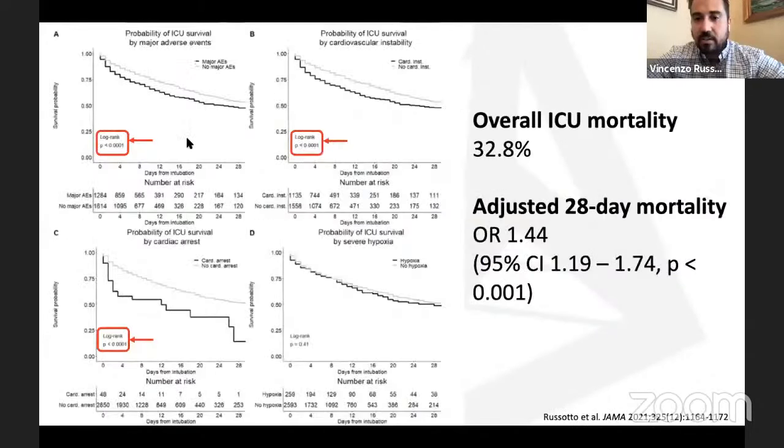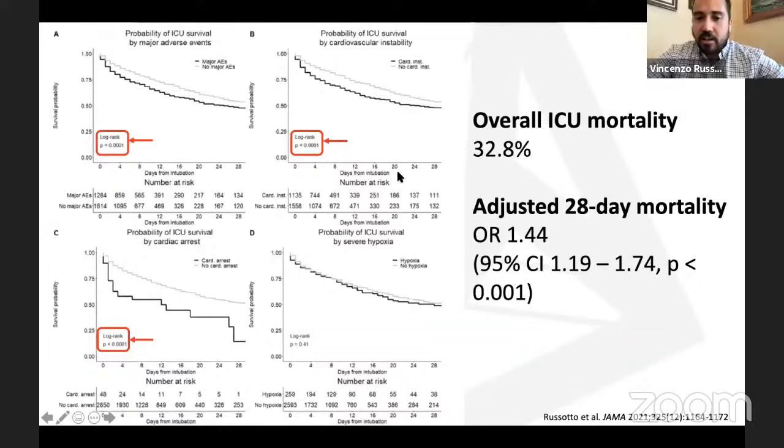And this is also another important piece of information that we had for the first time in a large prospective study, that peri-intubation adverse events may have an impact also on patient outcome, because patients suffering from peri-intubation adverse events were at increased risk of both ICU and 28-day mortality. But not only for the overall outcome, but also for the single outcome of cardiovascular instability. Cardiac arrest probably was the one most expected. But interestingly, patients suffering from peri-intubation severe hypoxemia, which we define as an SpO2 below 80%, were not associated with an increased risk of dying at 28 days.